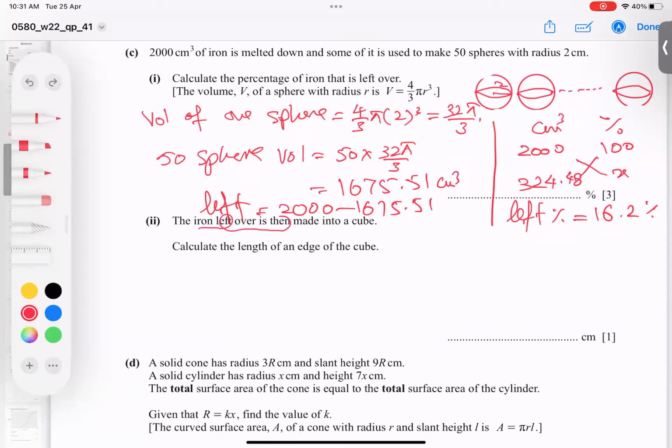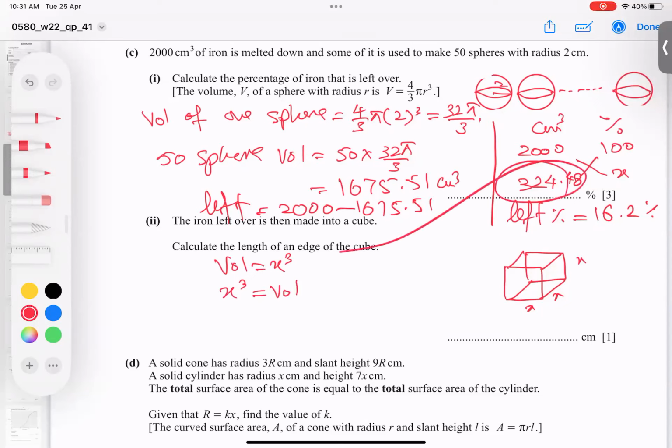Iron left over is made into a cube. So how much is left? You can see that 324.48 is left behind, and he makes a cube. Cube means, as you are all familiar, length, width, and height are the same, so x into x into x. So volume is x cube. We can write volume equal to x cube, or x cube equal to volume. And what is left, 324.48, goes here: x cube equals 324.48.